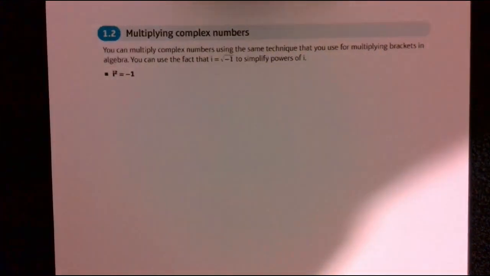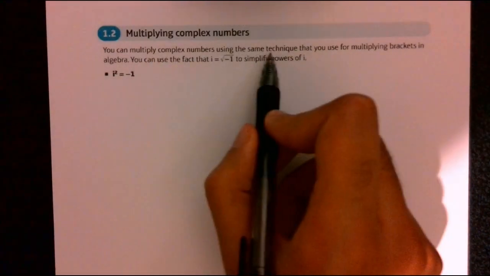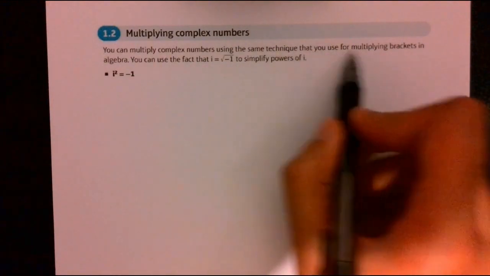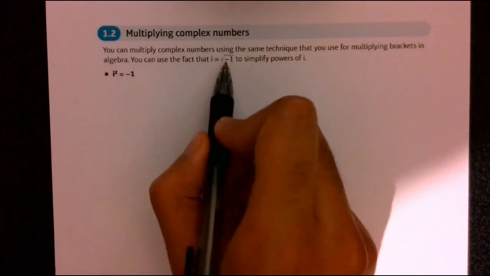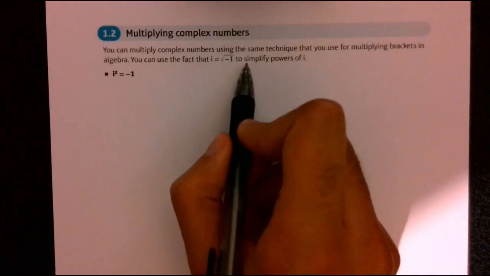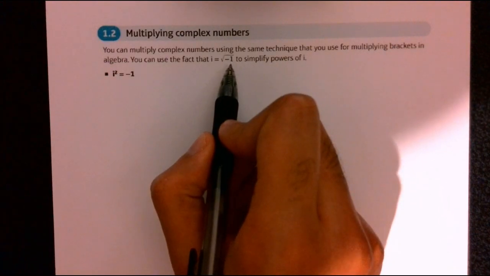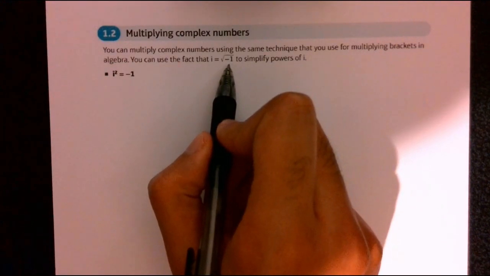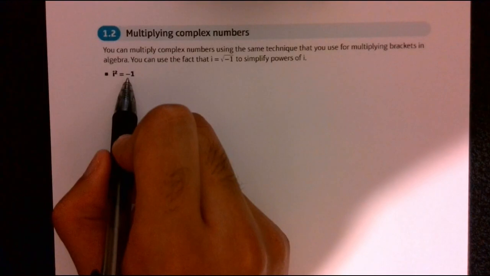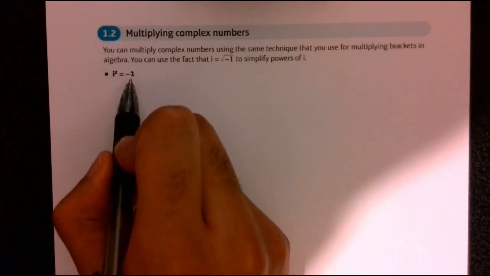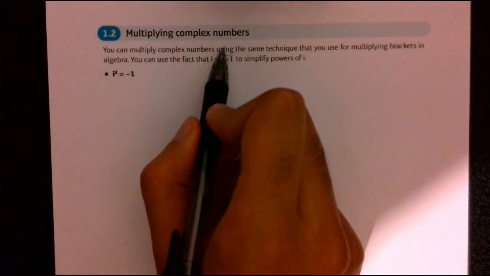1.2 Multiplying complex numbers. You can multiply complex numbers using the same techniques that you use for multiplying brackets in algebra. You can use the fact that i is equal to the square root of minus 1 to simplify powers of i. Now, to get rid of a square root, you have to square both sides. So, if we square both sides, you can see here i squared is equal to minus 1. And we will use this idea that i squared is equal to minus 1 to help us multiply complex numbers.